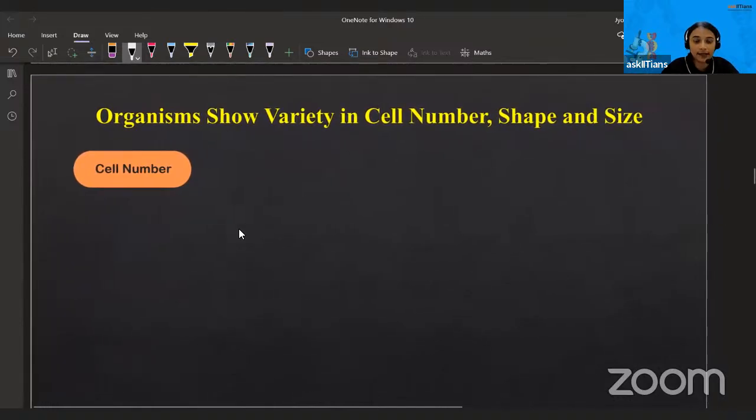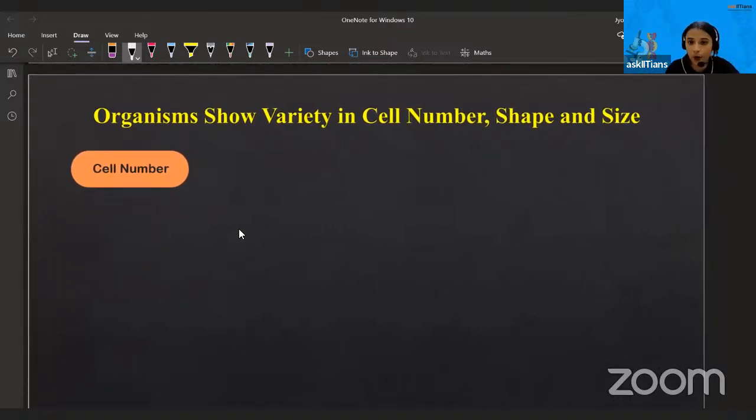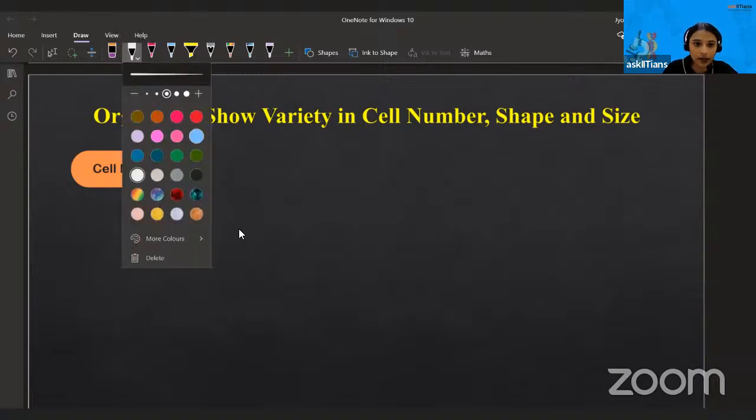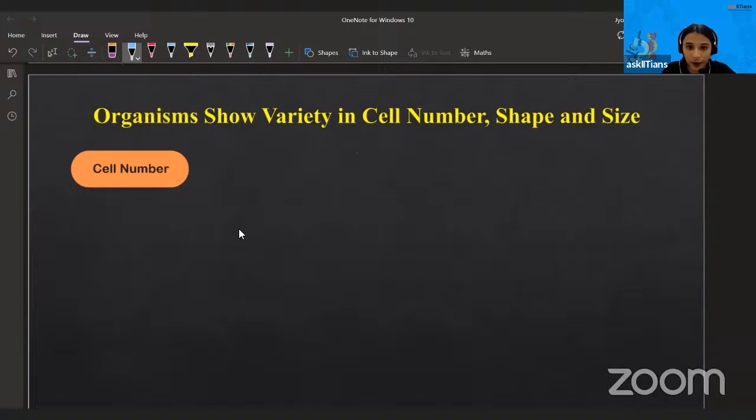Now our next part, that is, the organisms show variety in cell number, shape, and size. So what do you think? In all the organisms, is the number of cells the same? No. There are some organisms in which only a single cell is present, while there are other organisms in which billions or trillions of cells are present, right? So on the basis of cell number, the organisms are divided into two categories.